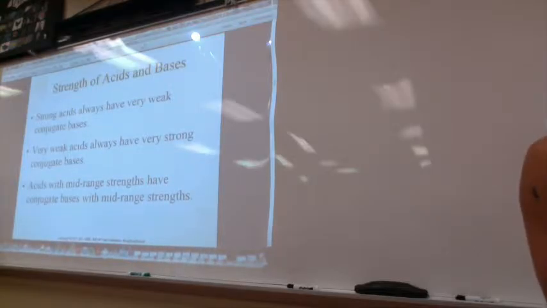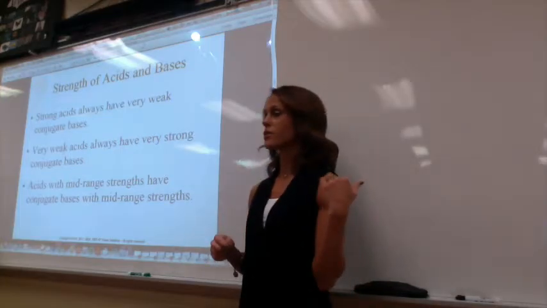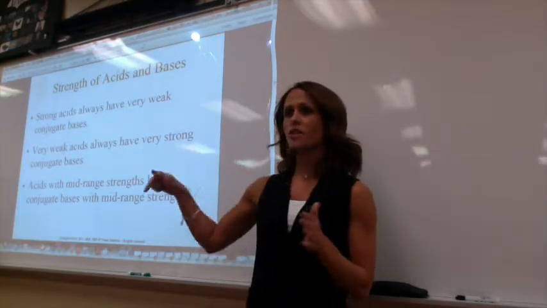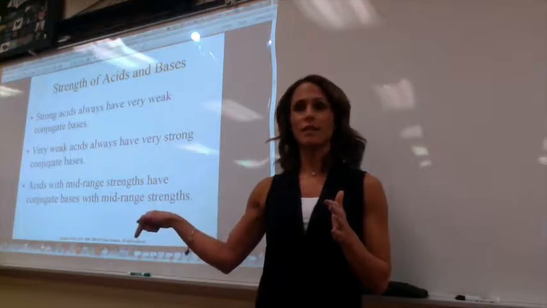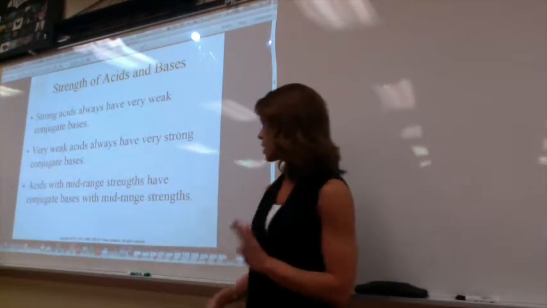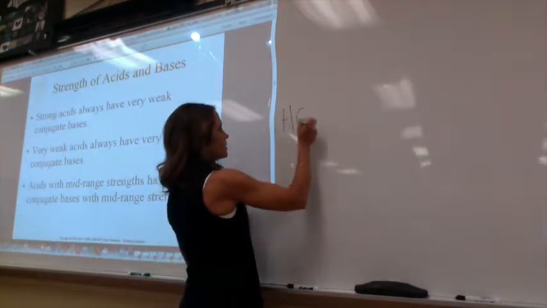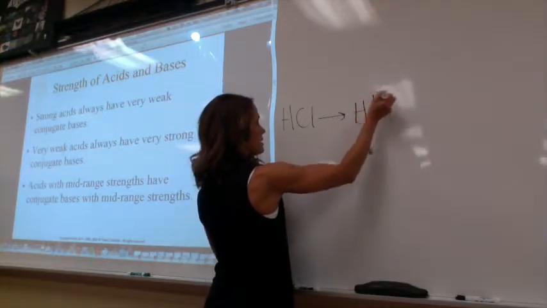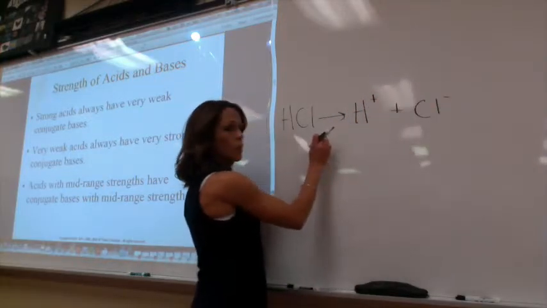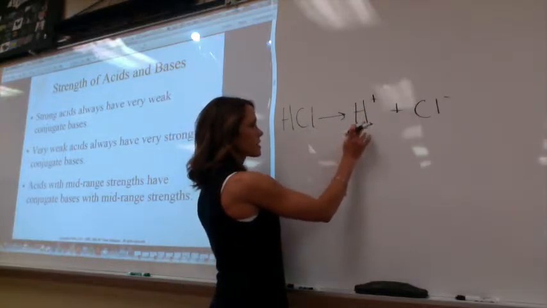All right, the strength of our acids and bases. This should make sense to you. If I have a strong acid, like HCl, hydrochloric acid, then its conjugate base is going to be weak. So if it gives up its H+, think about this. This should help you. If I have HCl and I give up H+ and Cl-, and this is a one-way arrow, meaning it completely makes products, then this is an acid, and this is a base.